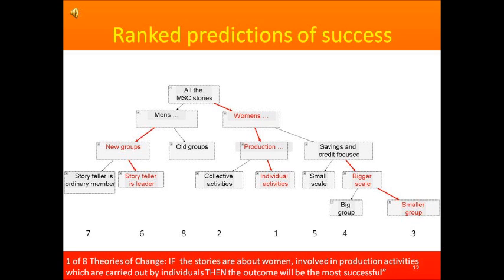Another point which I want to make at this point is that if we look at each branch of the tree, we're in effect looking at a particular theory of change, a particular configuration of circumstances which leads to a particular type of outcome. I've given one example at the bottom of this slide which says, if the stories are about women involving production activities which are carried out by individuals, then the outcome in those stories will be the most successful compared to the other stories.